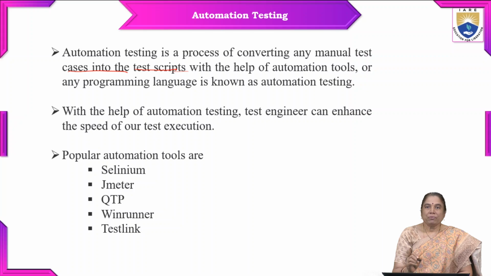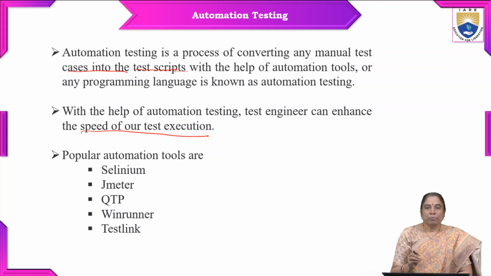So, with the help of automation testing, the test engineer can enhance the speed of test execution. The tool helps a lot in converting test cases into test scripts. So the speed of test execution can be improved in automation testing as compared with manual testing.